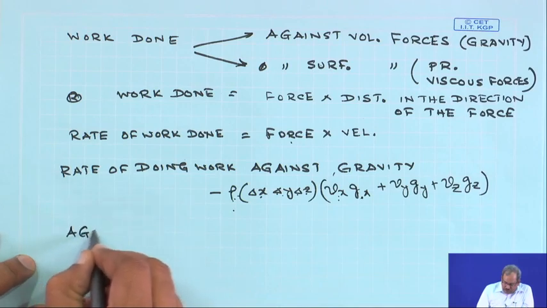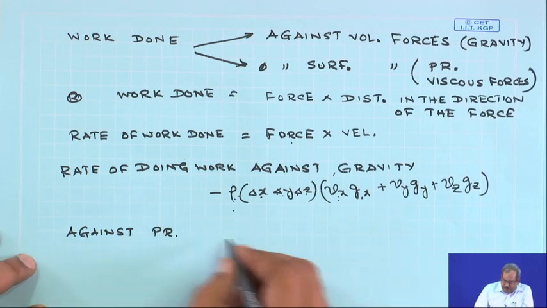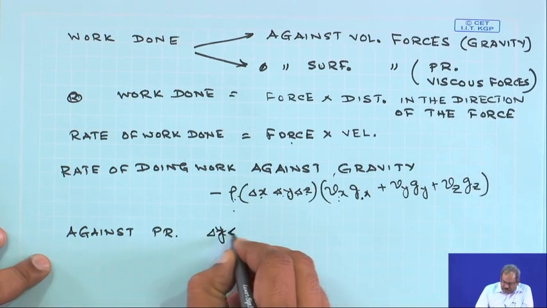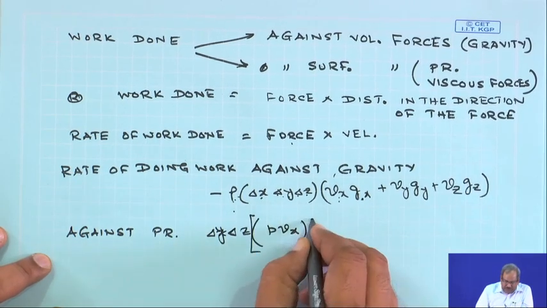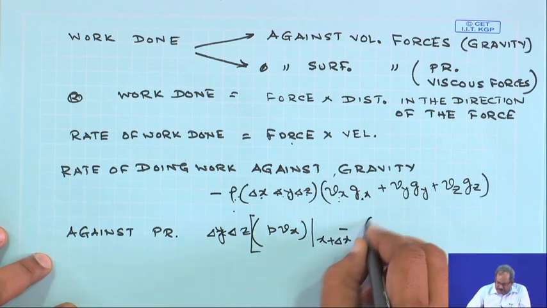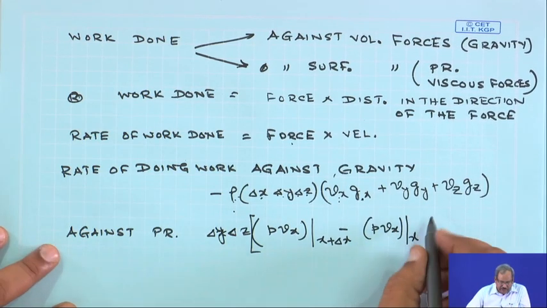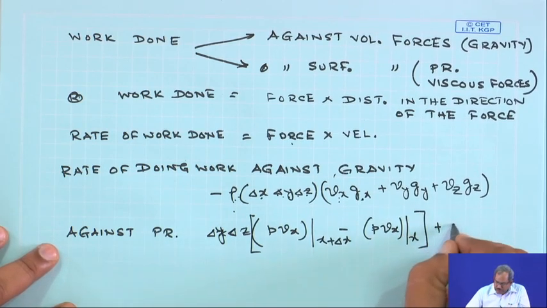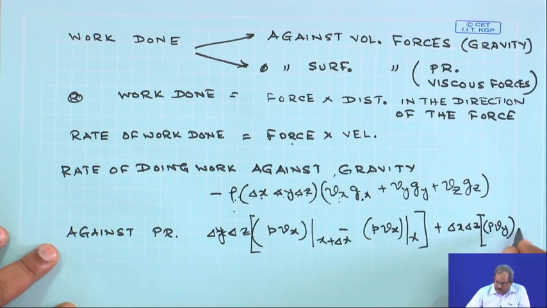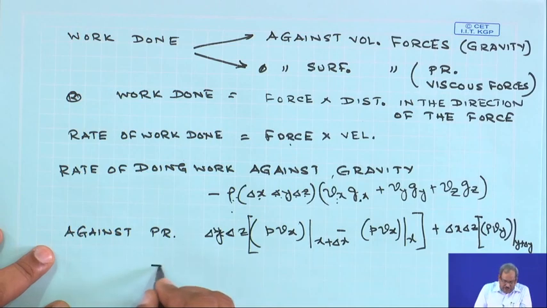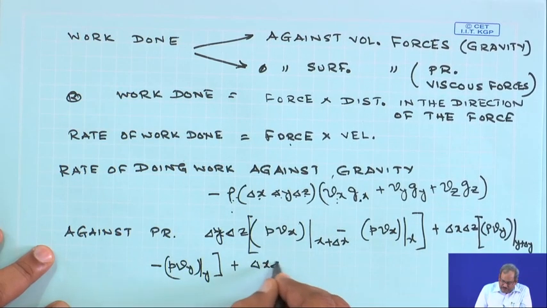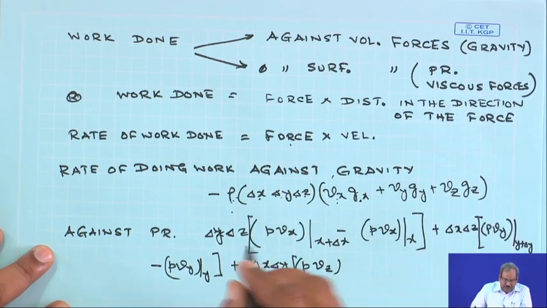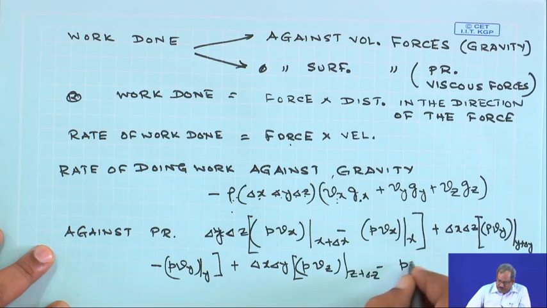Again, what is going to be the form for against pressure? It should be the area on which, let us say, the x face, del y del z, times P Vx evaluated at x plus delta x, minus P Vx at x. So, this is one term. Plus del x del z times P Vy at y plus del y minus P Vy at y. This is going to be the second term. Plus del x del y times P Vz at z plus del z minus P Vz at z.